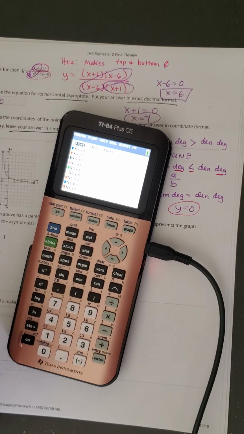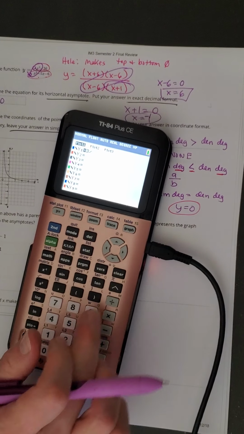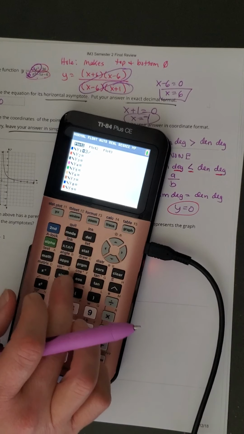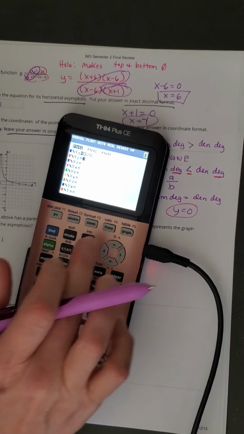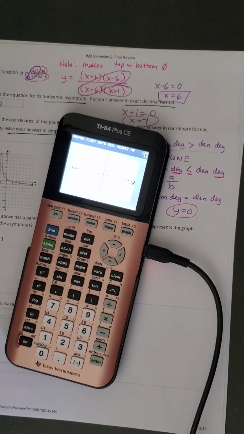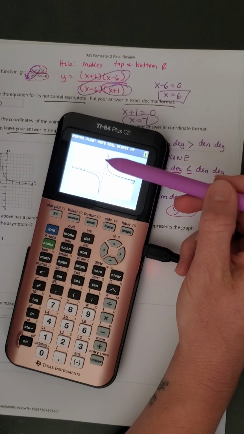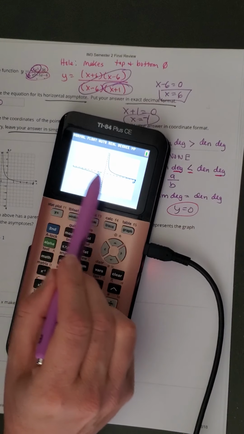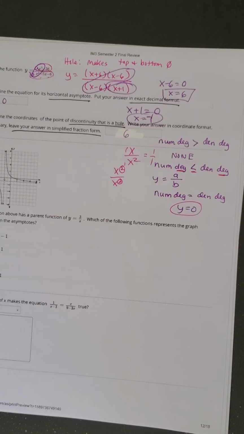So I'm going to plug in 3 divided by x. Where's x? Right there. And then I'm going to zoom 6 and see what my graph looks like. So that's the parent right there. You notice that there's a vertical asymptote here at 0 and a horizontal asymptote at 0. So x equals 0 and y equals 0.